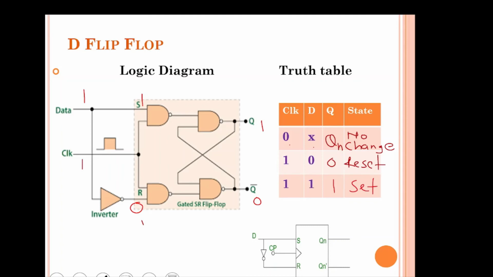In this observation table, it can be seen that the output follows the input. If D is 0, Q is also 0. If D is 1, Q is also 1. Whatever is applied at the input, the same appears at the output. If you apply D equal to 0, then Q will be equal to 0. If you apply D equal to 1, then Q will be equal to 1. That is the simple working of a D flip-flop.